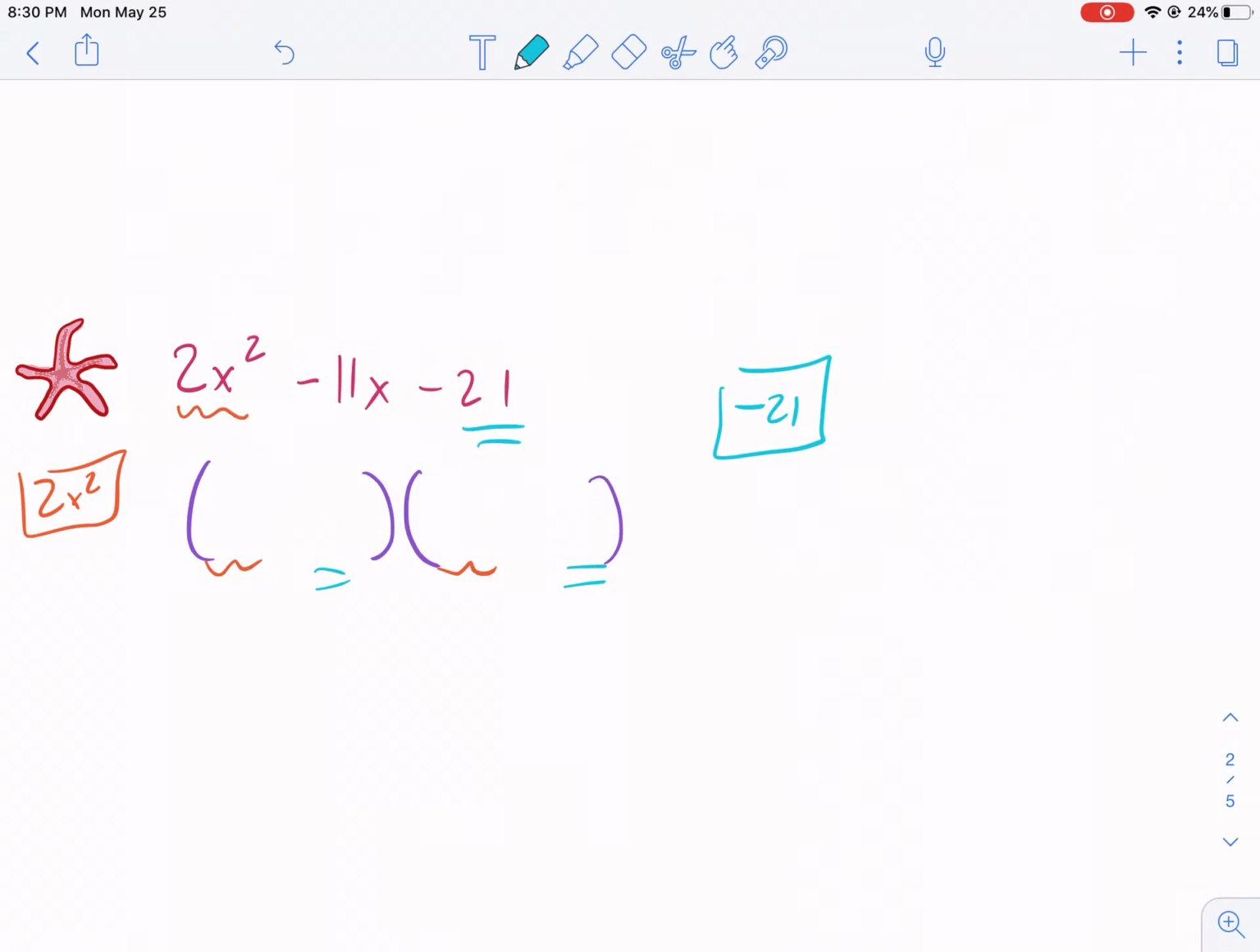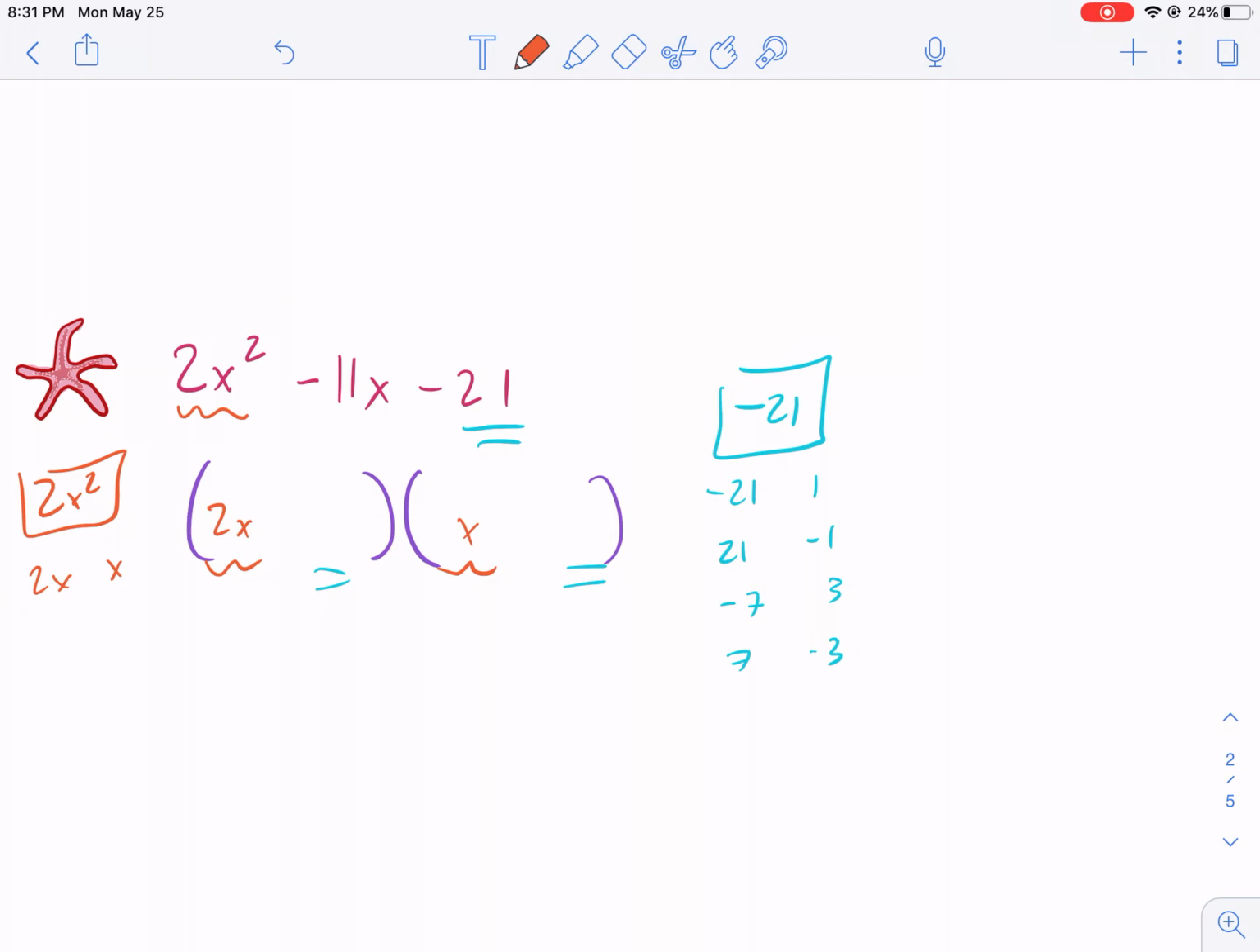What are our factors of negative 21? Well, we could have negative 21, 1. We could have 21, negative 1. We could have negative 7, 3. We could have positive 7, negative 3. Those are all our combinations. 2x squared, what could we have? We could have 2x and x, and that is it. Those are the only factors there. Because there's only one set of factors, we're going to put 2x and x.